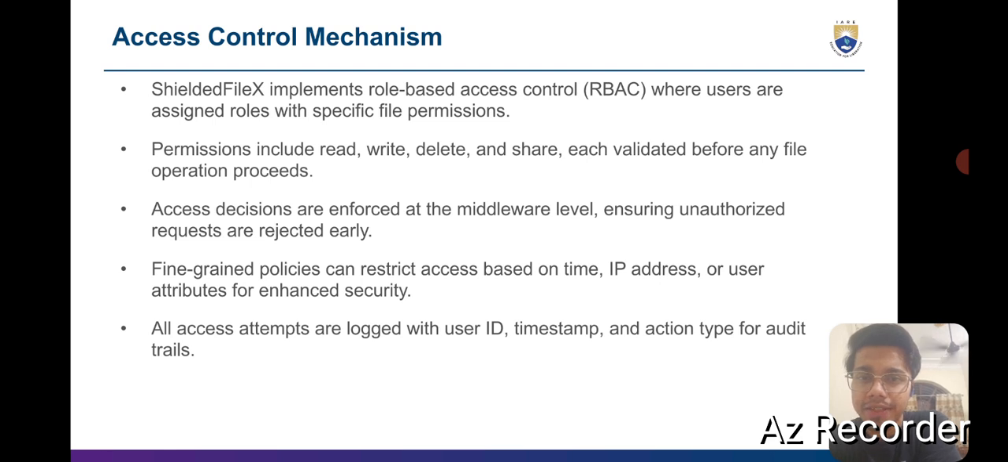Access control mechanism. Shielded FileX implements role-based access control (RBAC), where users are assigned roles with specific file permissions. Permissions include read, write, delete, and share, each validated before any file operation proceeds. Access decisions are enforced at the middleware level, ensuring unauthorized requests are rejected early.